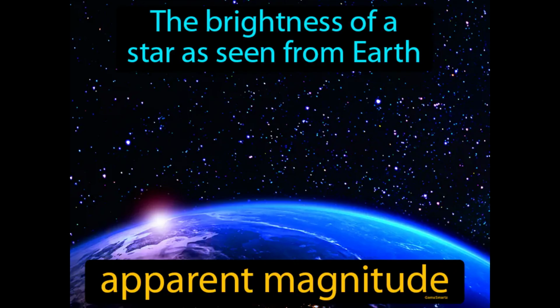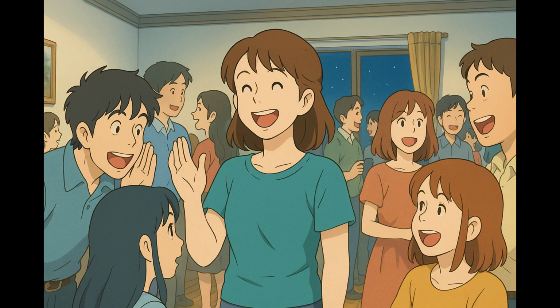The brightness of a star as seen from Earth, apparent magnitude. Apparent magnitude is a measure of how bright a star appears to us in the sky from Earth. Imagine trying to choose the loudest person at a crowded party, where some people are shouting right next to you and others are speaking quietly from across the room.